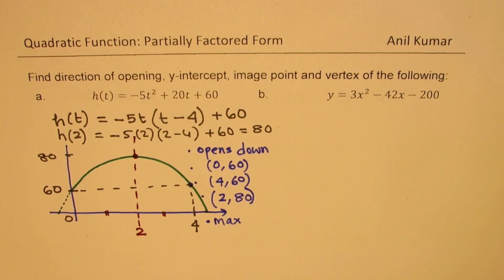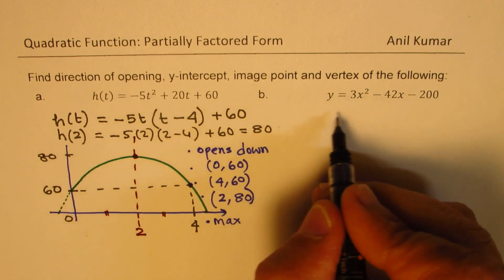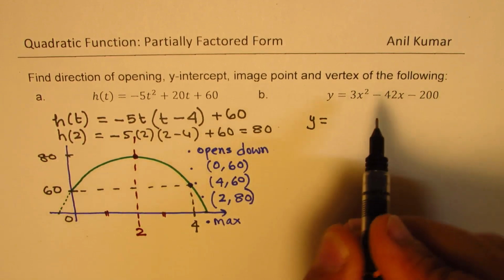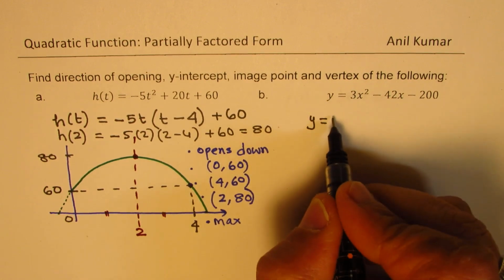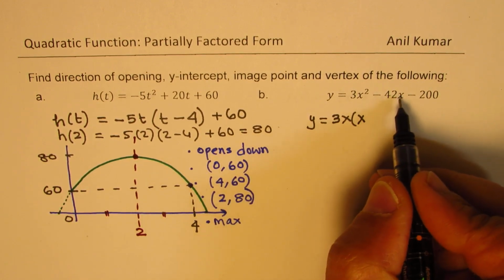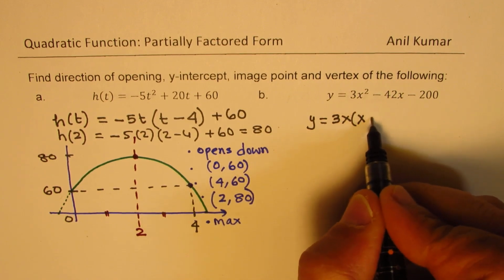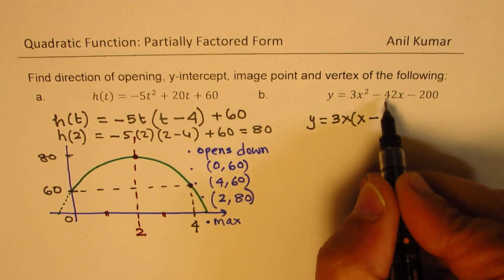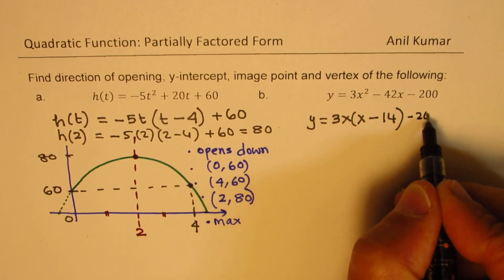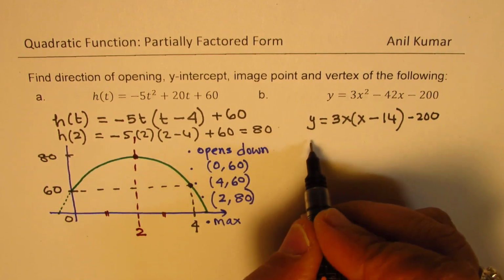Now let's take the next example. Now here, this is just for practicing. You can actually pause the video and answer this. So partially factor it, so you get 3x common. You're left with x. 42 divided by 3 is 14, so x minus 14, right? Minus 200. Correct? So this means opens up.